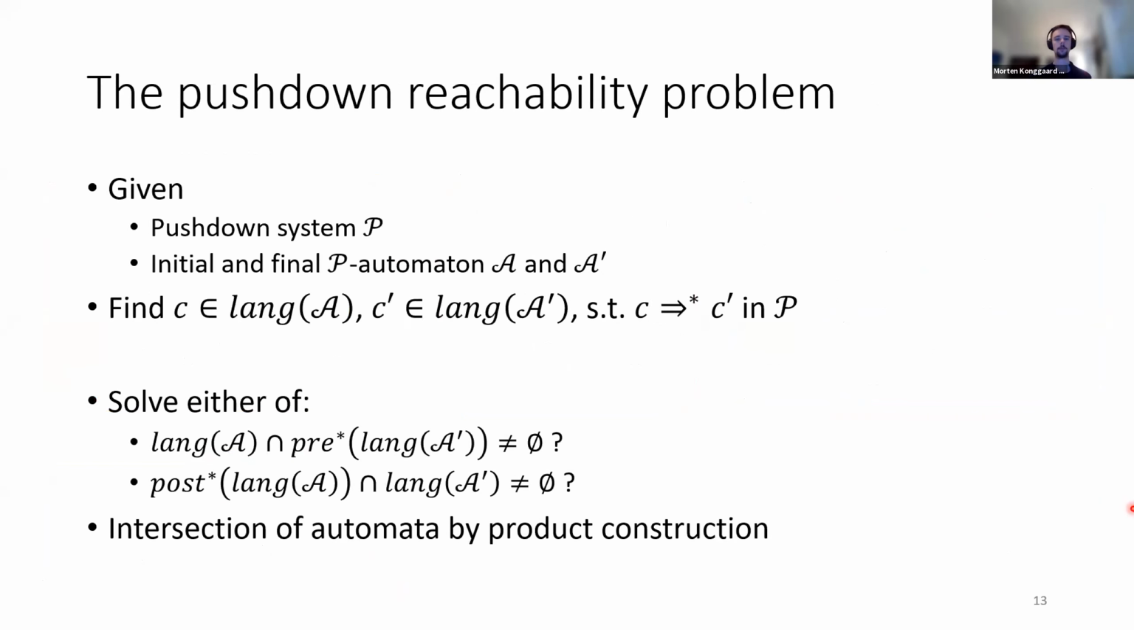So now we're ready to define the problem of pushdown reachability. Given a pushdown system P and an initial and final P automaton A and A prime, we want to see if there's some initial and final configuration such that there's reachability in the pushdown system. And the two ways to do this are to either find pre-star of A prime and see if that intersects with A, or vice versa, to do post-star of A and see if that intersects with A prime. And this intersection is also the textbook product construction of automata.